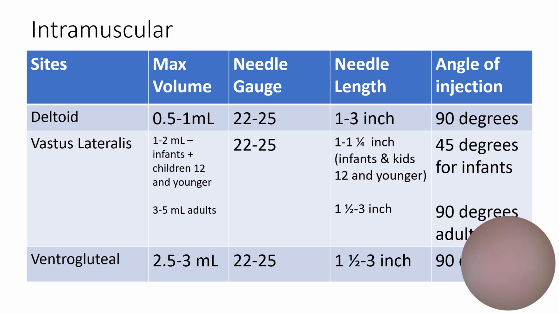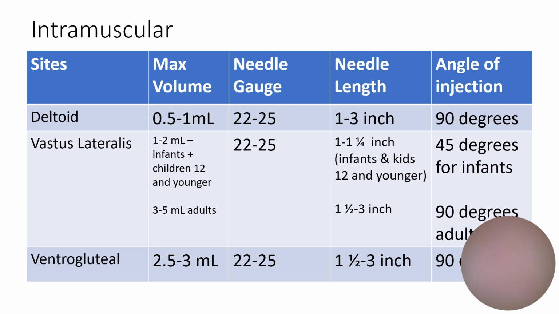Vastus lateralis, 1 to 2 mL is your max volume in infants and children 12 and younger, and then 3 to 5 mL in adults. The needle gauge is 22 to 25, needle length 1 to 1 1/4 inches for infants and kids 12 and younger, and then 1.5 to 3 inches for adults. Your angle of injection is 45 degrees for infants and 90 degrees for adults.